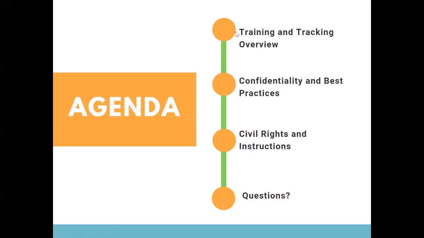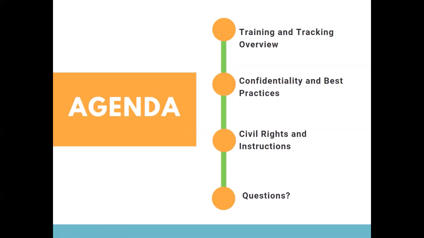Okay, so let's go over the agenda again real quickly. I know that you guys weren't able to see it. So here's our beautiful agenda. Again, we're going to go over the training part of it, the tracking overview, how you're able to track it. We're going to touch on the confidentiality and the best practices, what documents you need to fulfill that part. And then we will talk about the civil rights training and the instructions on how to complete that.